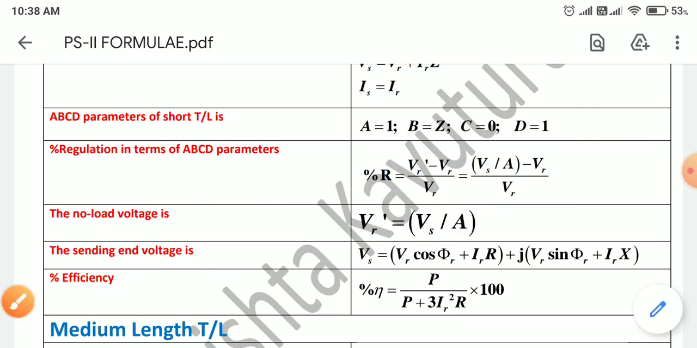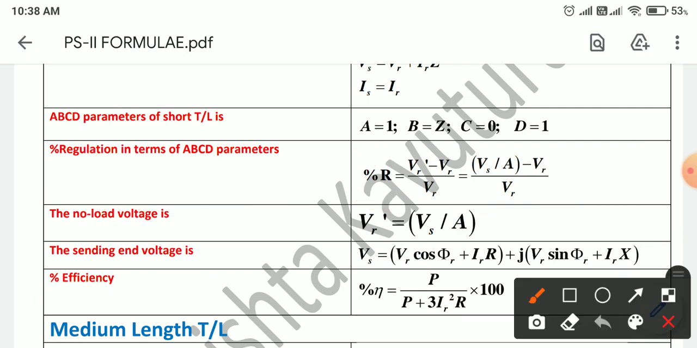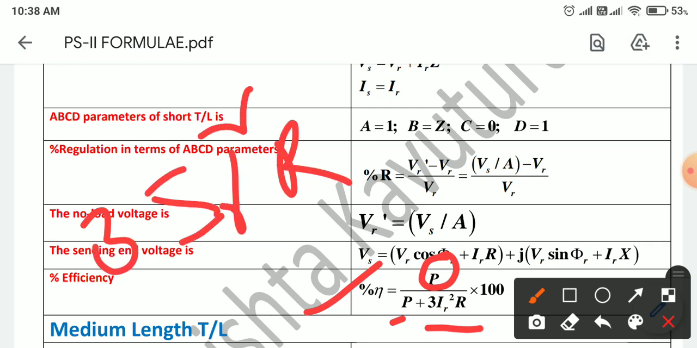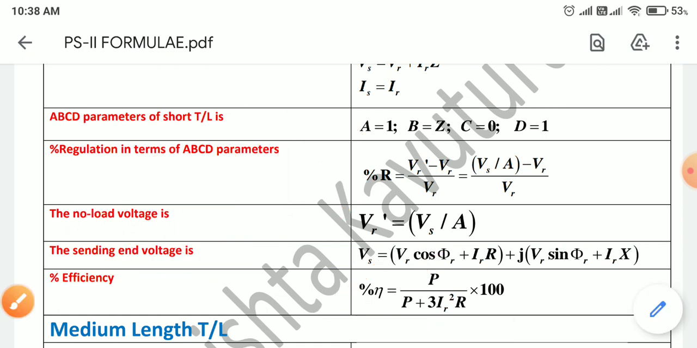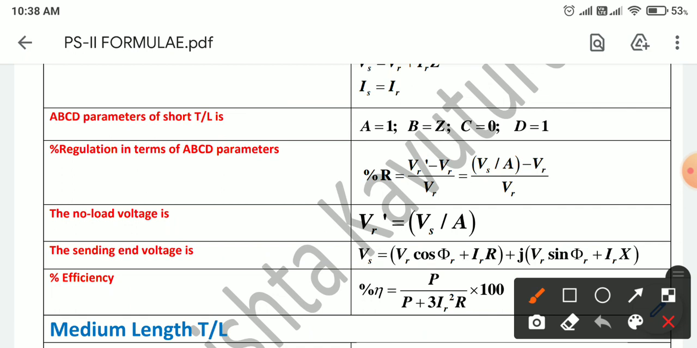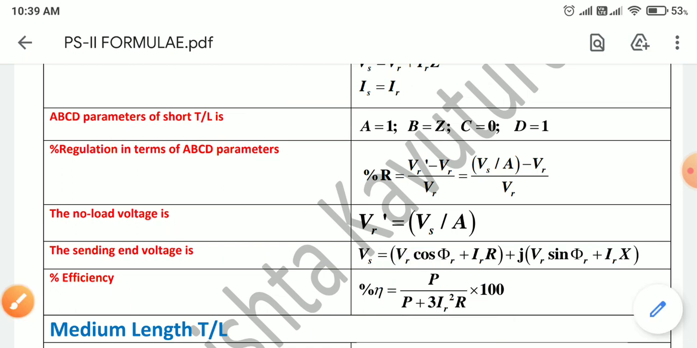Next, the efficiency of a short transmission line can be calculated using this formula: output power, that is P, divided by P plus losses. Here it is a three-phase transmission line, therefore we get 3 times IR square into R. IR is the receiving end current, and R is the resistance of the transmission line, because the loss is mainly due to the resistance only. Therefore we consider only the resistance, not the reactance. So efficiency is P by P plus 3 IR square R. This is the copper loss, and 3 times means for 3 phases.